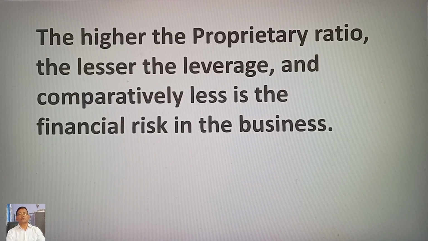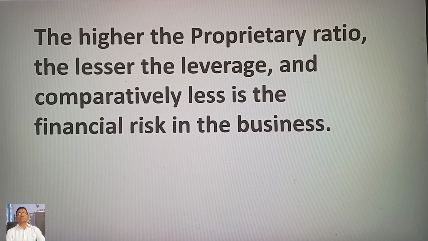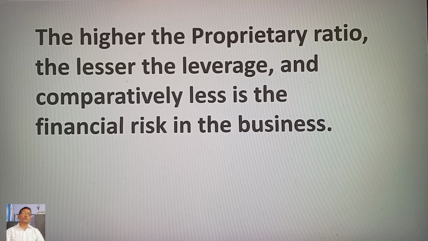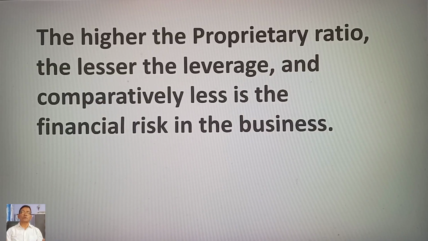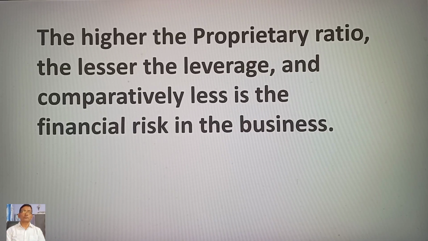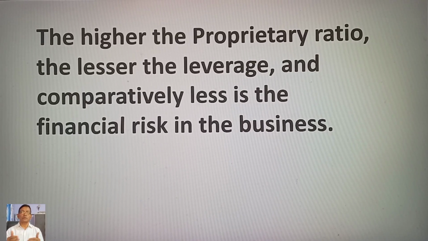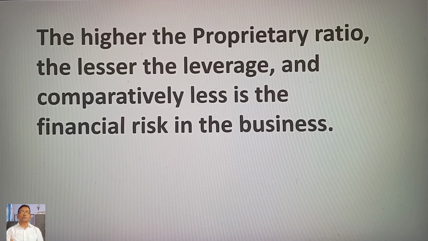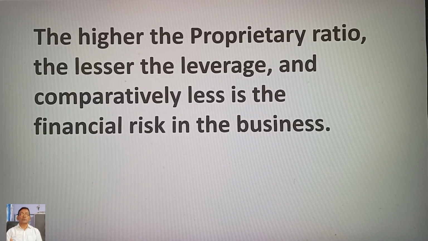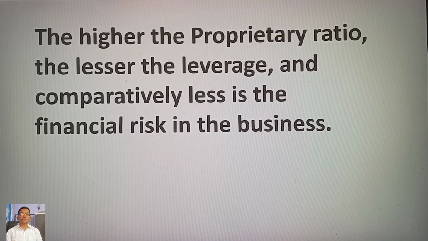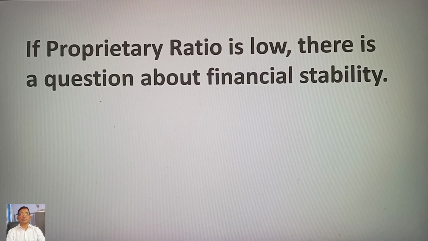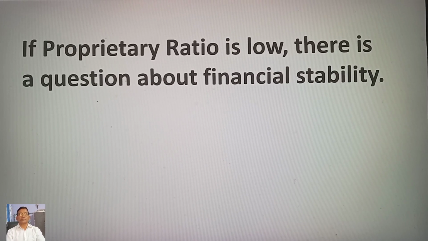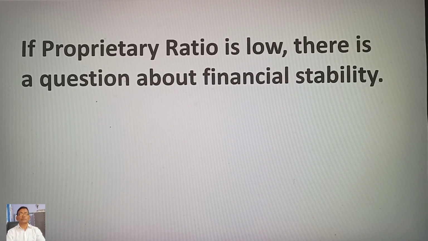The higher the proprietary ratio, the lesser the leverage and comparatively less is the financial risk in business. A higher proprietary ratio indicates strong long-term solvency and financial stability. It shows that the company relies more on equity rather than debt for asset financing. If the proprietary ratio is low, there is a question about financial stability.